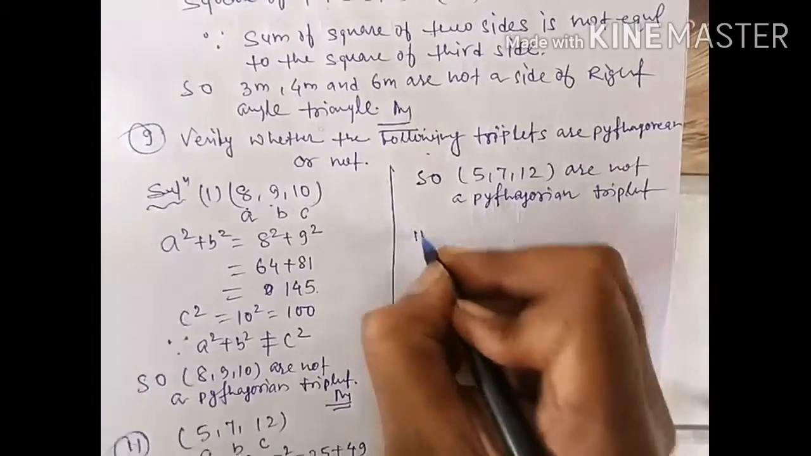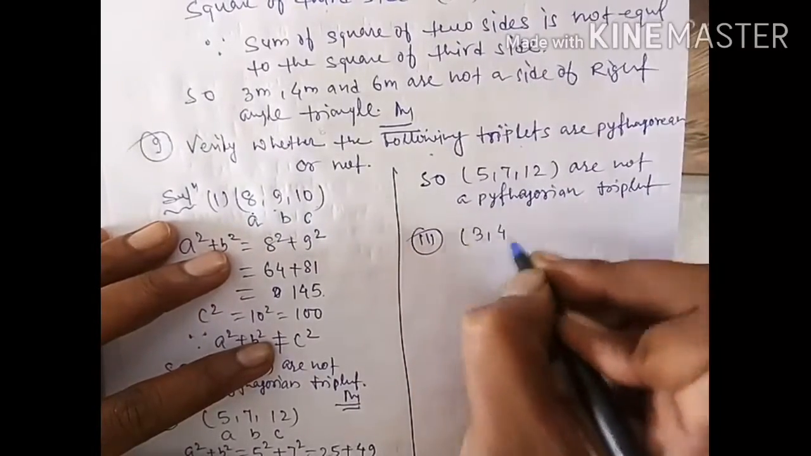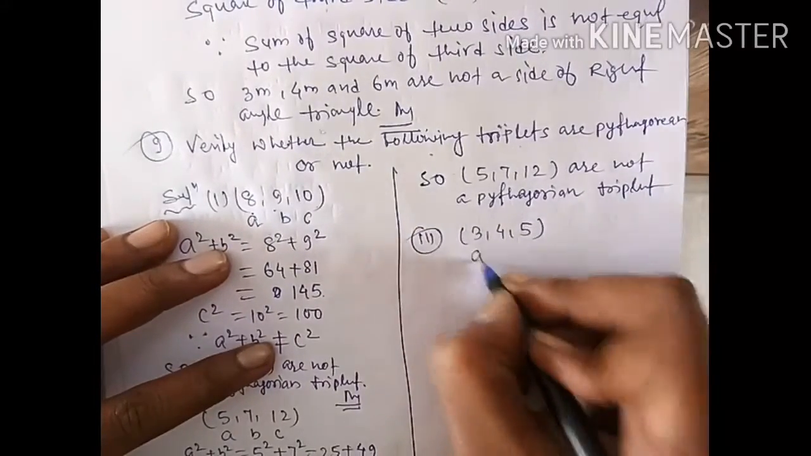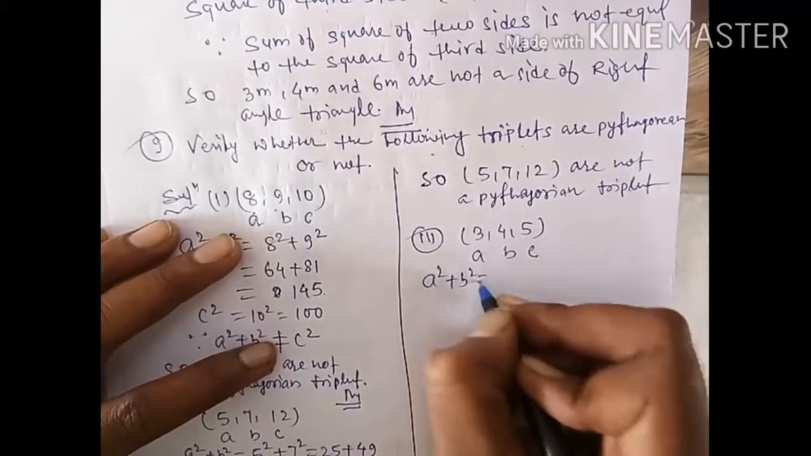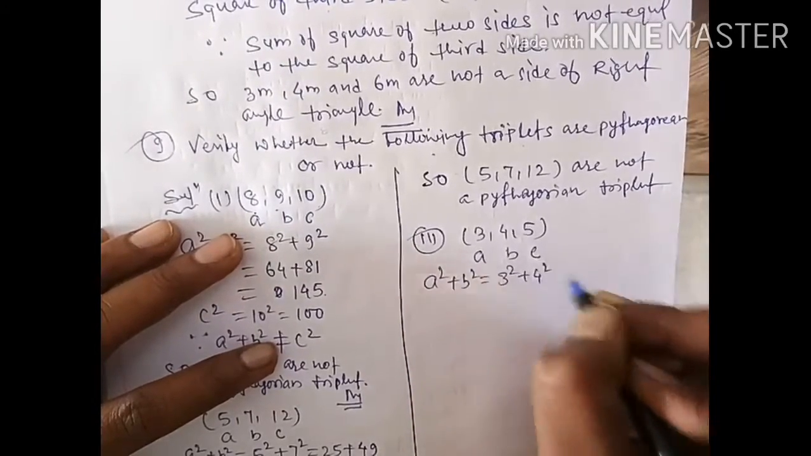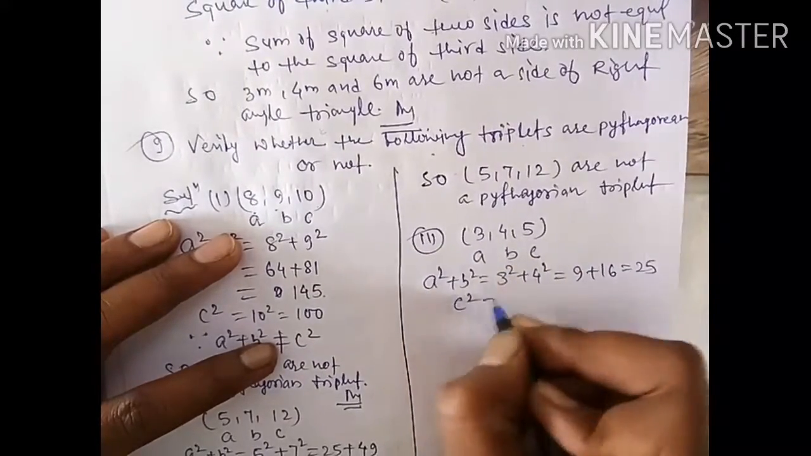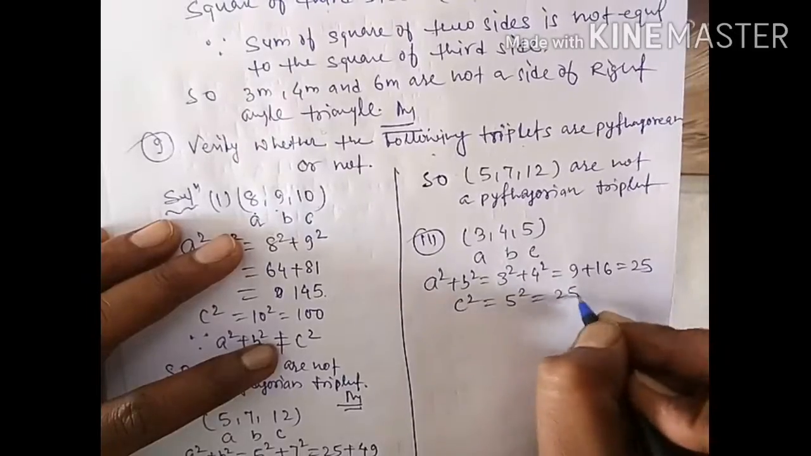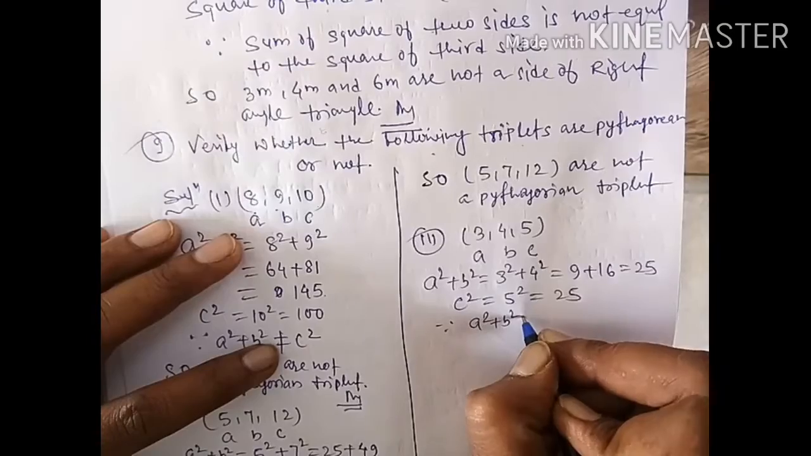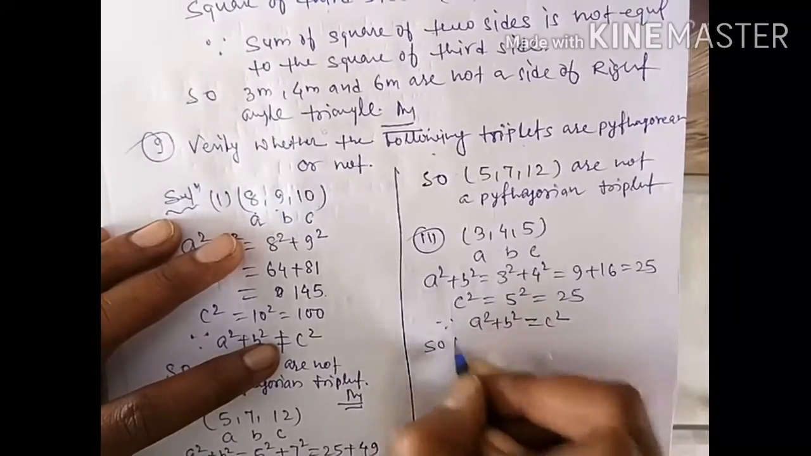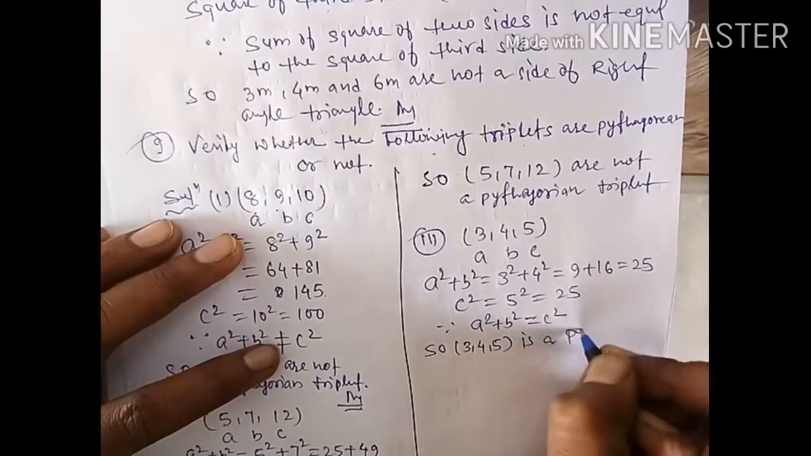Now in question number third, here 3, 4, 5. Let them be A, B, C. First you find A square plus B square, that is 3 square plus 4 square, that is 9 plus 16, that is 25. And C square, 5 square, is again 25. Since A square plus B square is equal to C square, so 3, 4, 5 is a Pythagorean triplet.